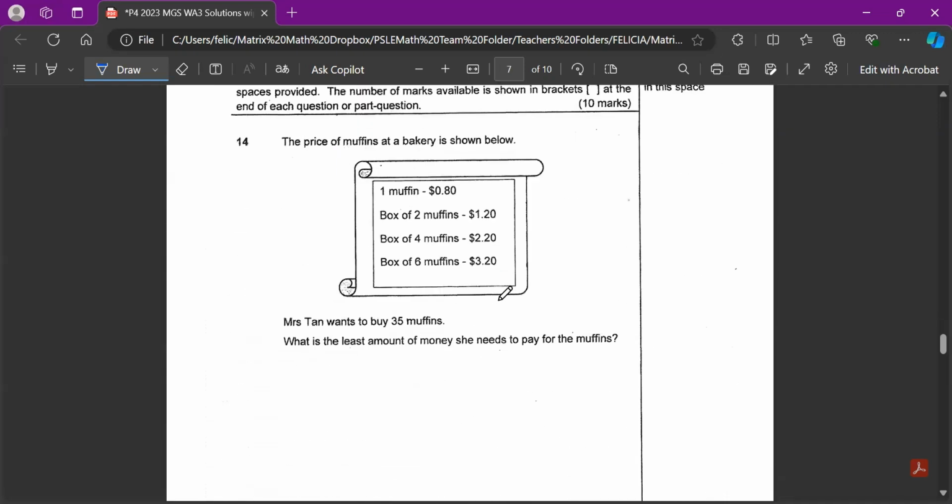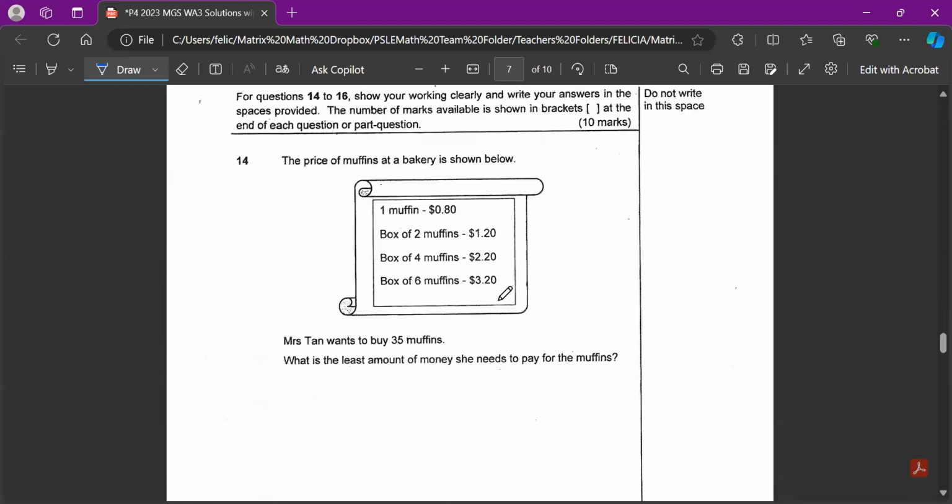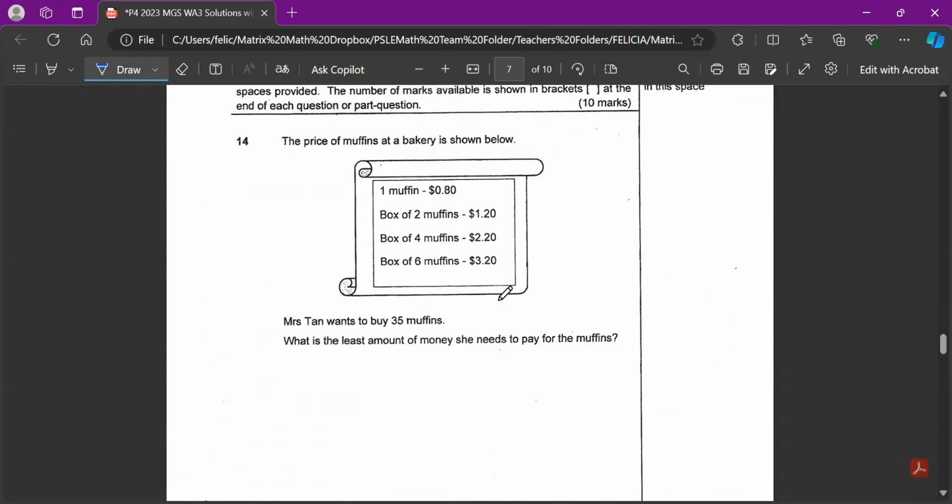Okay, we shall go on to question 14. All right, so question 14 onwards, the questions are of higher weightage, which means that there are more marks given to each question. Okay, so you should expect a higher level of difficulty for this as well. All right, so let's look at this.